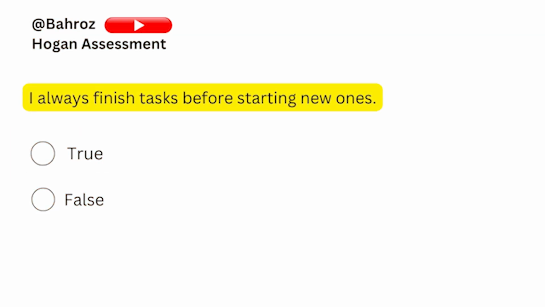Question 2. I always finish tasks before starting new ones. This question is measuring your self-discipline and conscientiousness. The prudence scale is essentially asking, are you organized? Are you thorough? Do you follow through? Now, here is where it gets interesting. The word always might make you hesitate.